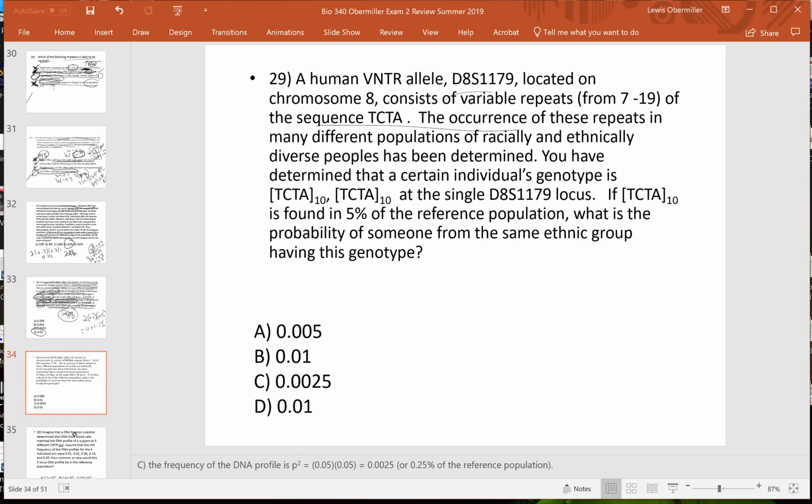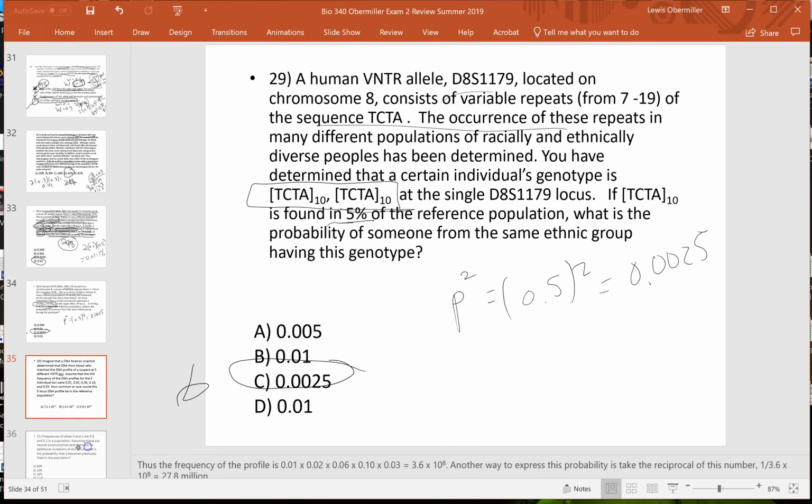Okay, same. It's basically the same question, but they're homozygous for this, and so we have this as 5%. So this would just be P squared, which is 0.05 squared, which is 0.0025, which is that value there.